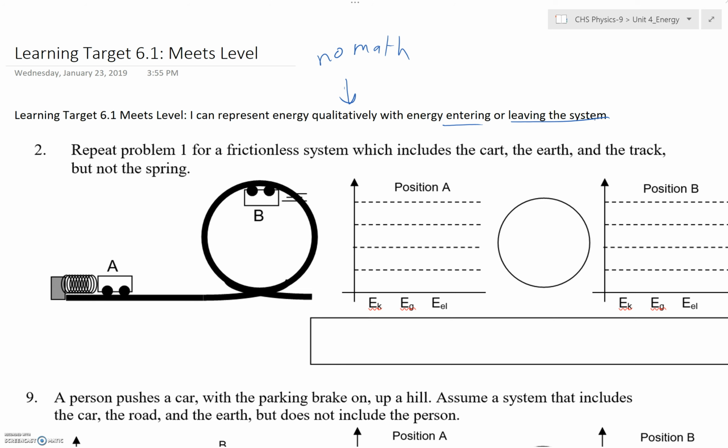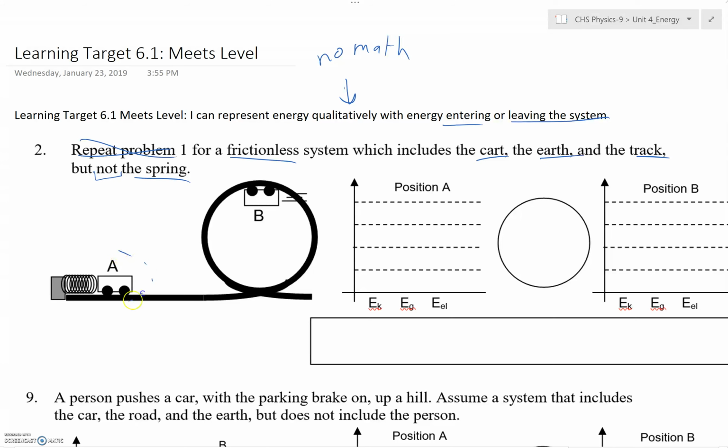So we're going to get started with what says number 2. This will be number 2 on your blue packet, but go ahead and try to do this just by writing this in your notebook to begin. It says repeat problem 1. That's not important. For a frictionless system, so still no friction, but we're going to include the earth, the cart, the track, and not the spring. So go ahead and sketch this little picture in your notebook and sketch the LOL diagram, pause it, and then once you have that done, go ahead and hit play, and I'll show you the example.